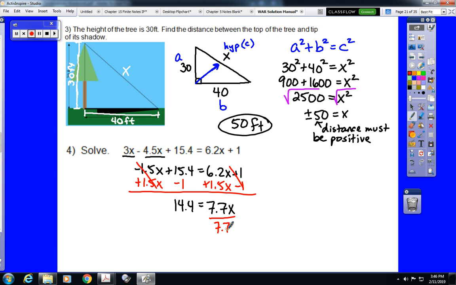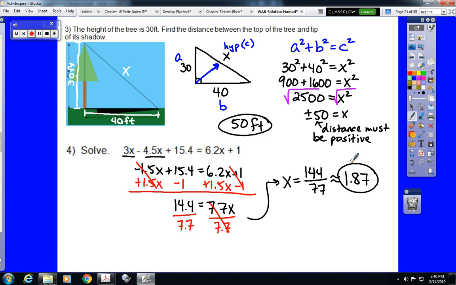Now folks, I know that you're used to getting super nice answers, but the ISTEP doesn't usually play well with others. This is not going to be a nice answer, okay? If we realize it, we would have a fraction of 144 over 77, and if we don't, we should round that answer off to approximately 1.87.